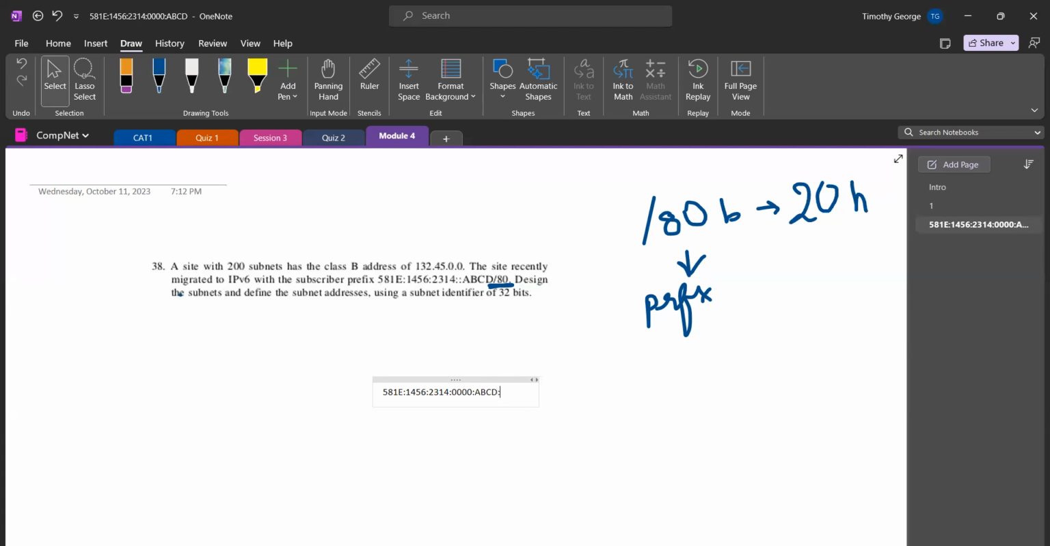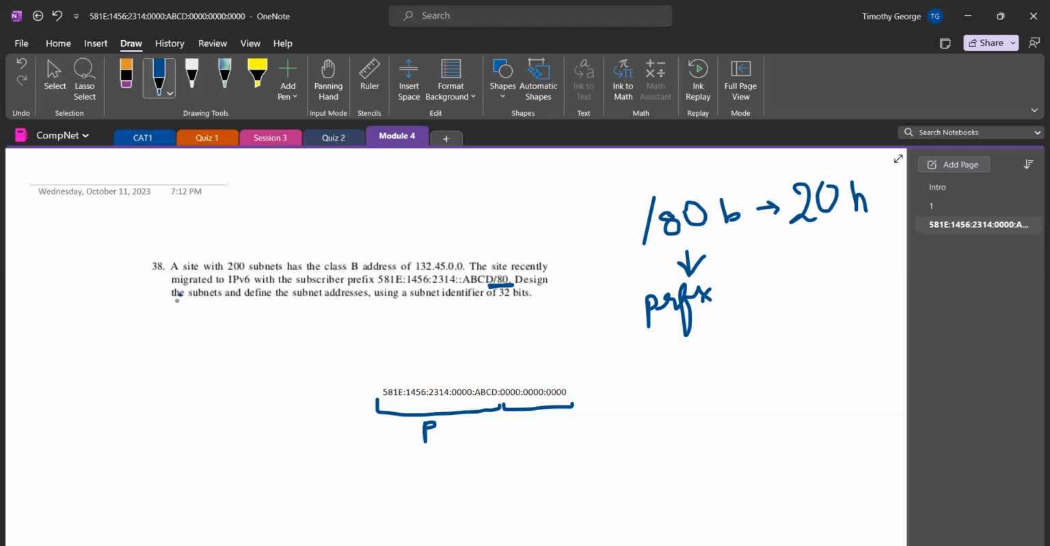And what will you have after this? The remaining part of the address. So you need to get to 128 bits or 32 in hex. So 0, 0, 0, 0, 0, 0, 0. So let's just mark this much is given as prefix. We have this much remaining, right?